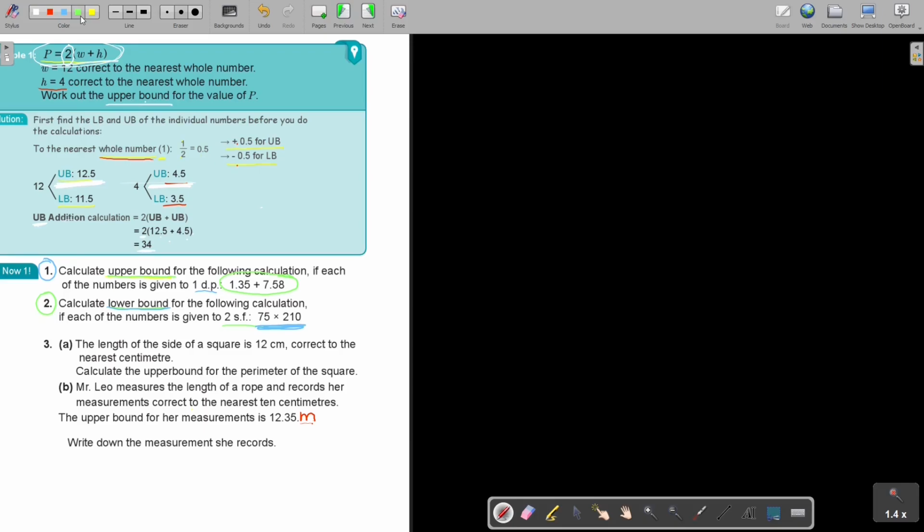Let's start with question number 3. The length of the side of a square is 12 centimeters. Now, it's always good to make a picture. Okay, so it's a square and every side is 12 centimeters. Look at your units also. Correct to the nearest centimeter. So if they say nearest centimeter, it means 1 centimeter. So it's 1 divided by 2, and that's 0.5.